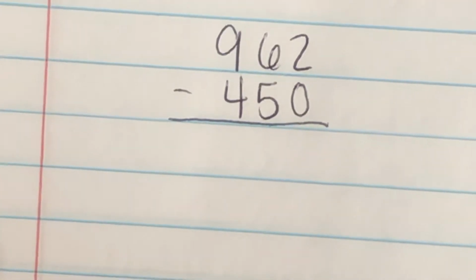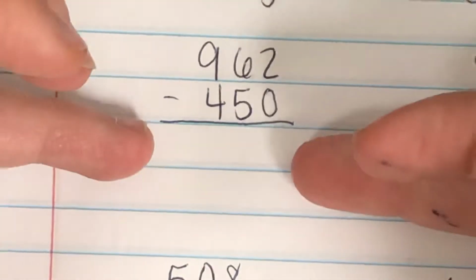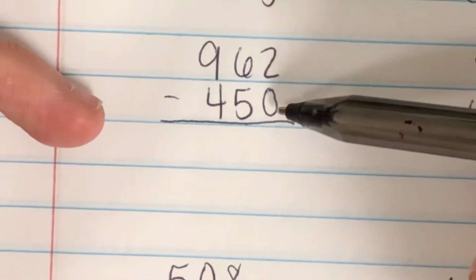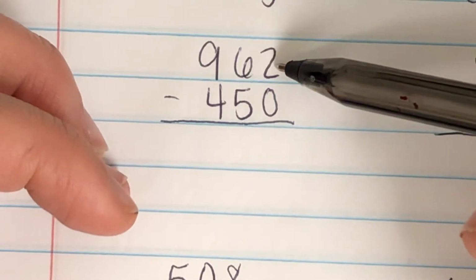Just as a reminder, subtracting is when we take away and we are getting a missing part. We have the total at the top, we're subtracting a part and we're finding the missing part. We are finding the difference between the two numbers.